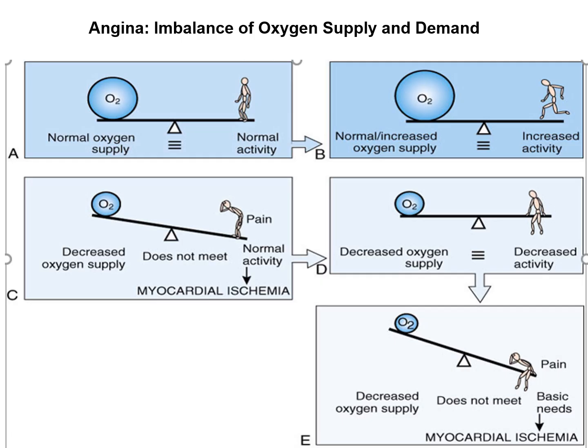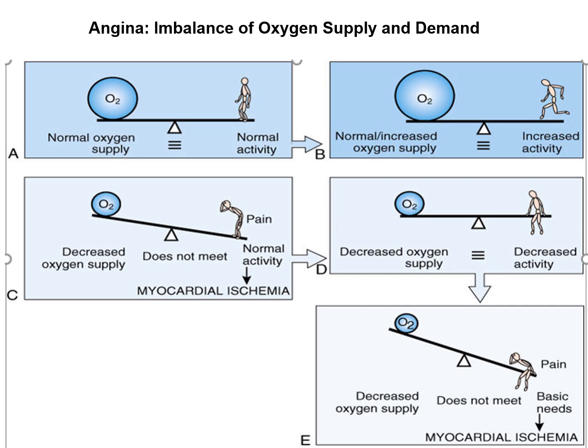I would know this. What's the cause of it? So if you look in example A, we have a normal oxygen supply and normal activity. And then in B, we have normal increased oxygen supply with an increase in the activity. So in a normal person, that's what happens, all right? They get the normal amount of oxygen when they're engaging in normal activity. However, when the demand increases, as in increased activity, the oxygen supply is also increased.